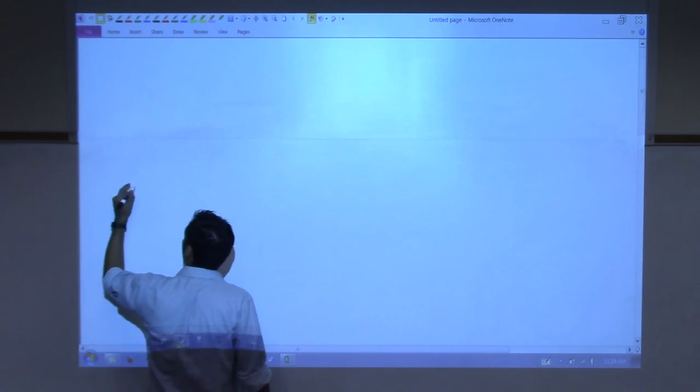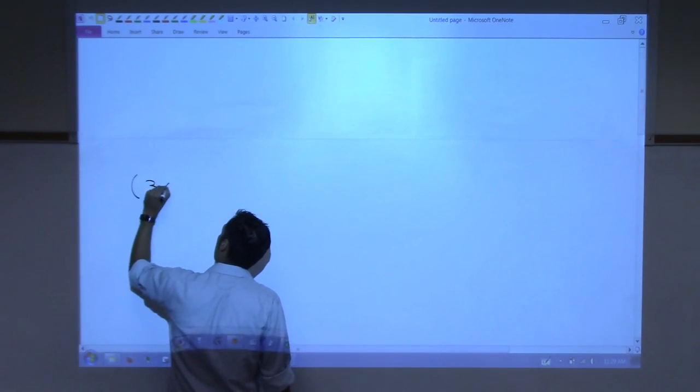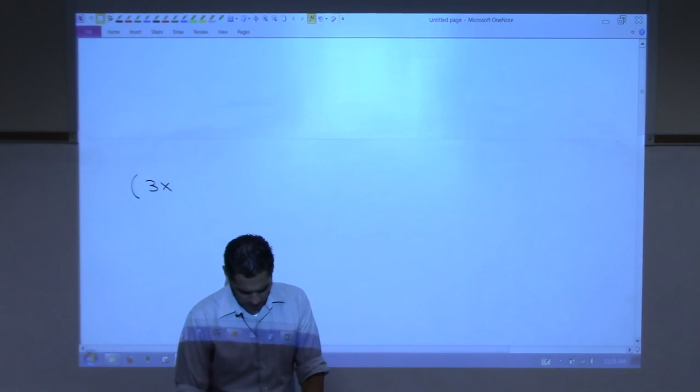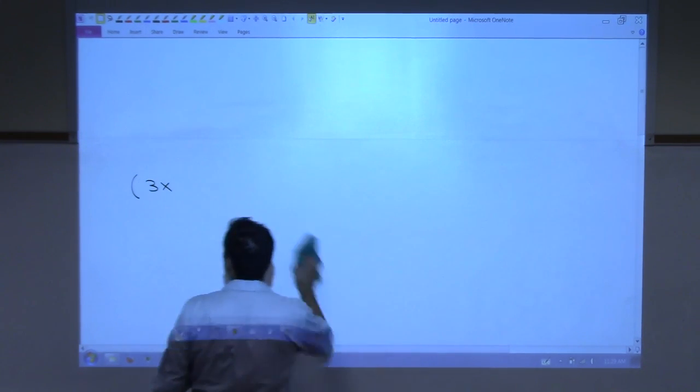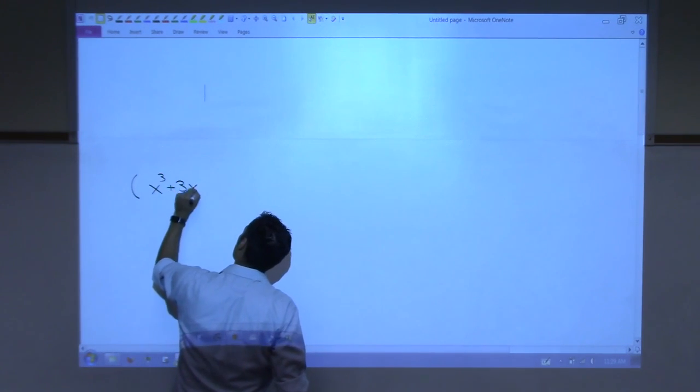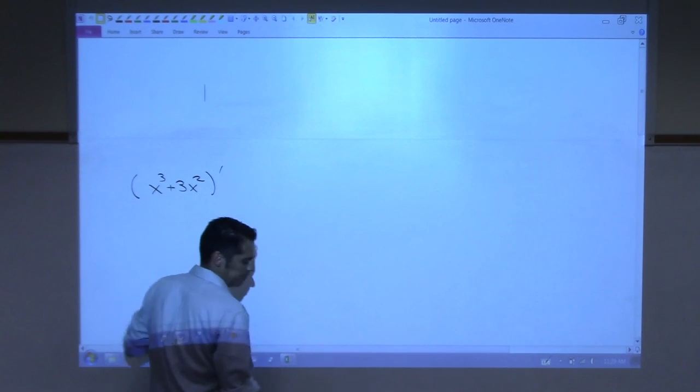So what if I have 3x, let me look, this is the bonus problem here. x cubed plus 3x squared. Take the derivative of that.